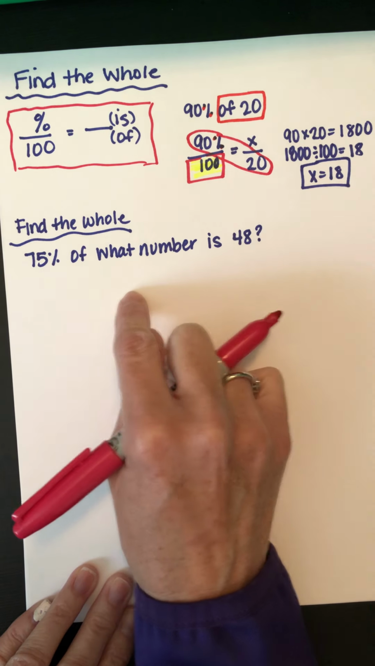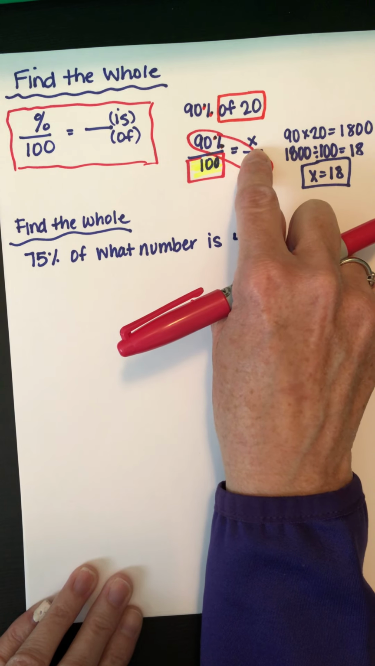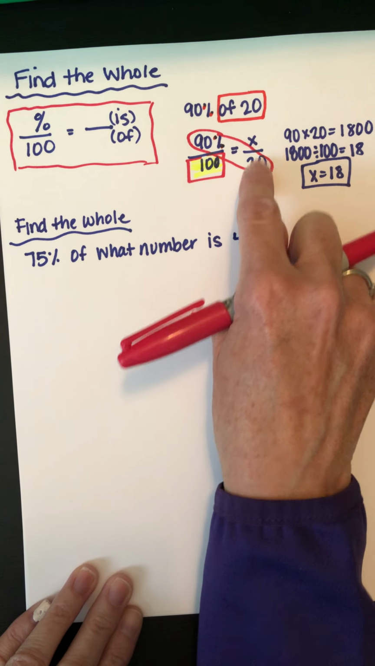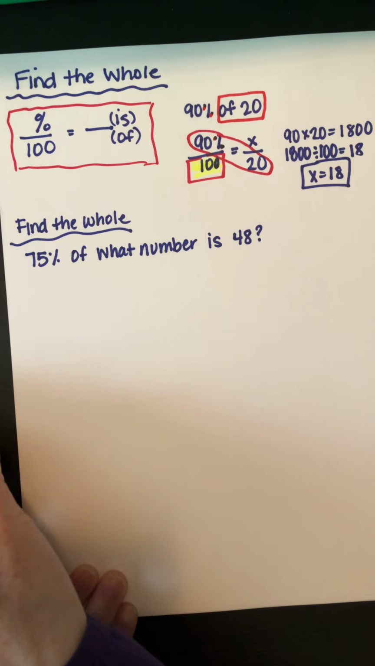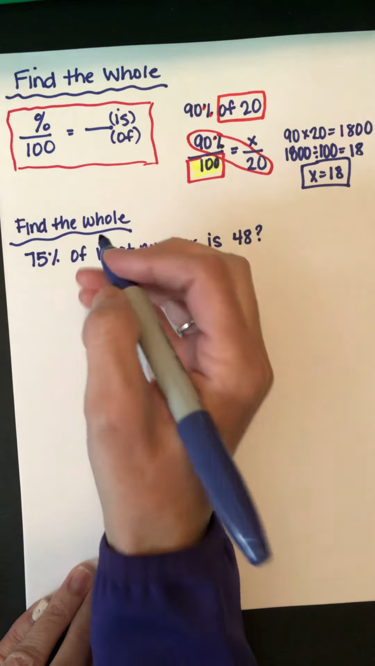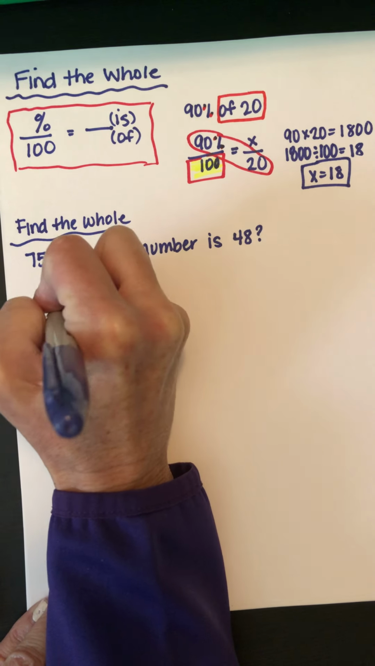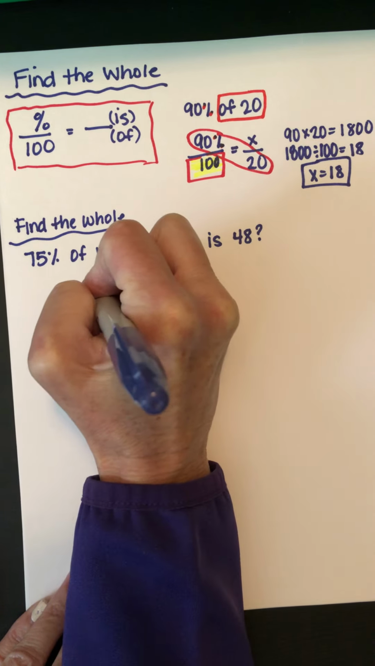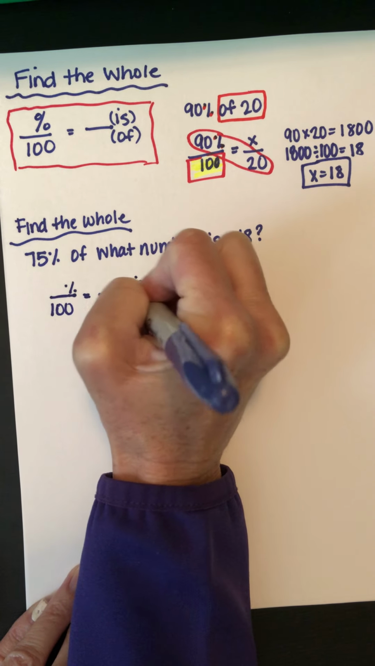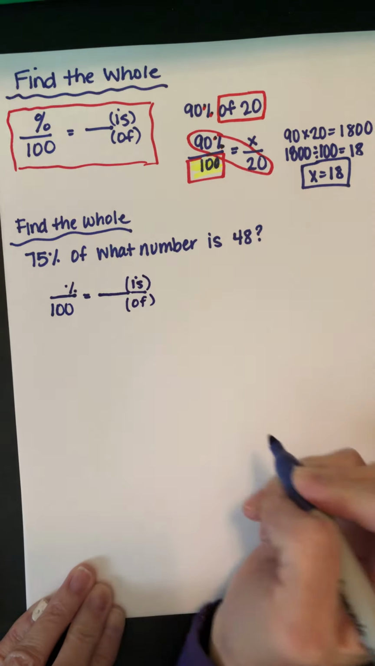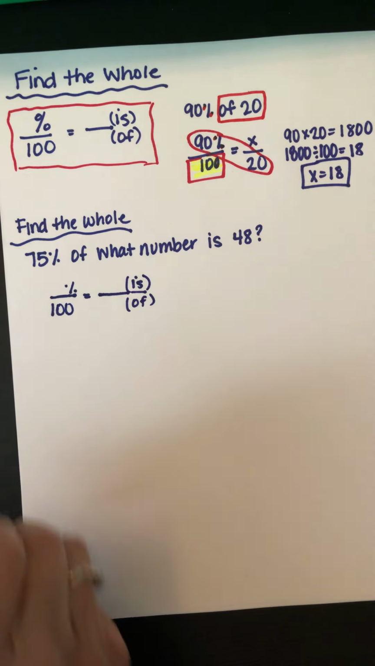So today we're going to do something similar. Instead of finding the is, which is the part of the whole, we're going to find the whole, which is the bottom number. So we use the same formula that we did up here, percent over 100 equals is over of. Okay, we'll put that down here off to the side. And then we just plug in what we know and how we get there.